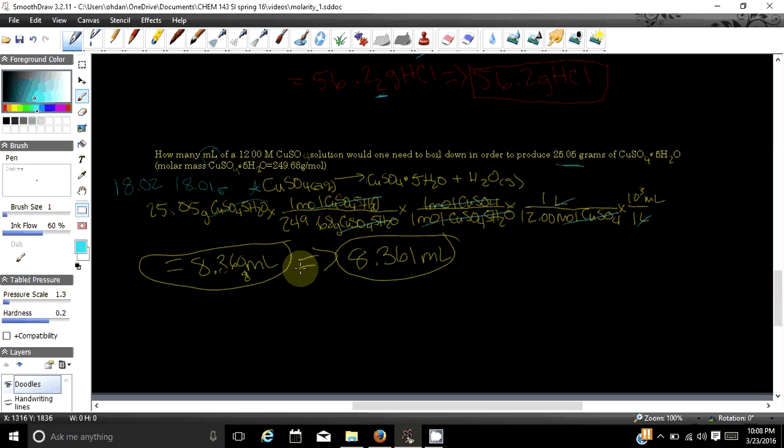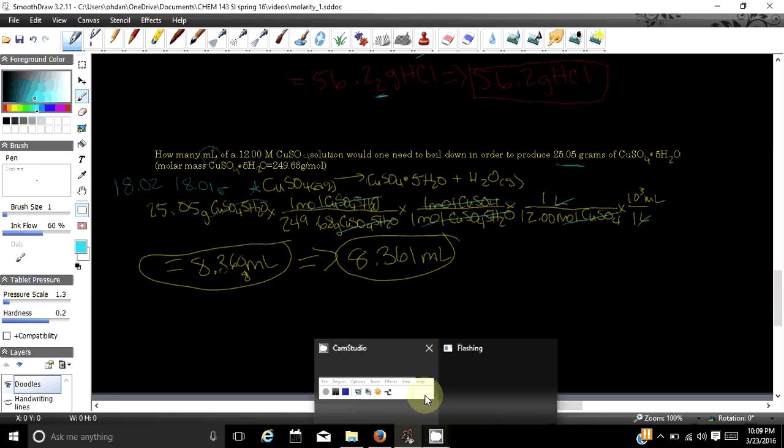When I did mine, check it, see if I'm wrong, but I got 8.3608 milliliters, and so everything's in 4 sig figs up there, so you'd have to round at the end, and you get 8.361 mL. That's assuming 100% yield, which shouldn't be a problem in this case. Alright, well, I hope this helps. Hope this doesn't just confuse you guys.